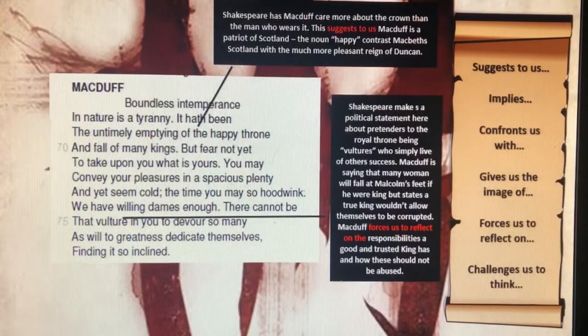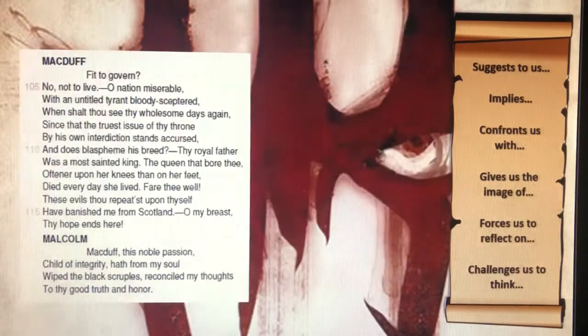Shakespeare makes a political statement here about the pretenders to the royal throne being vultures who simply live off others' success. Macduff is saying that many women will fall at Malcolm's feet if he were king, but states a true king wouldn't allow themselves to be corrupted. Macduff forces us to reflect on the responsibilities a good and trusted king has and how these should not be abused.